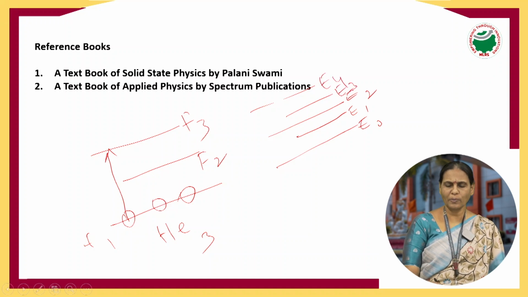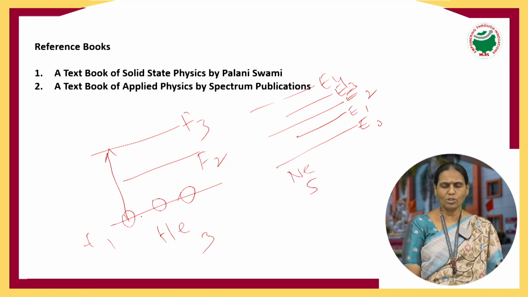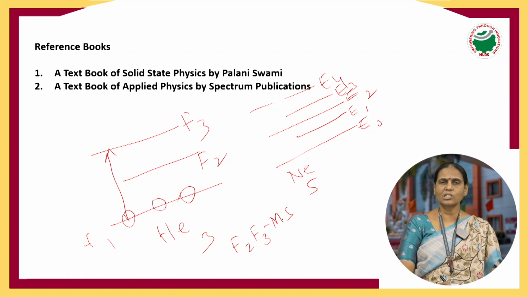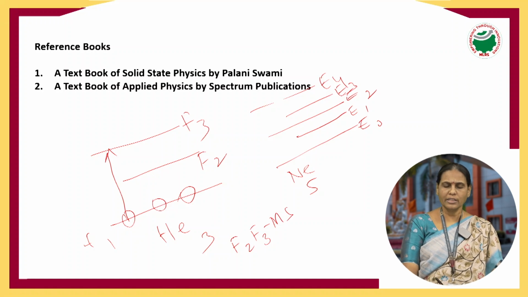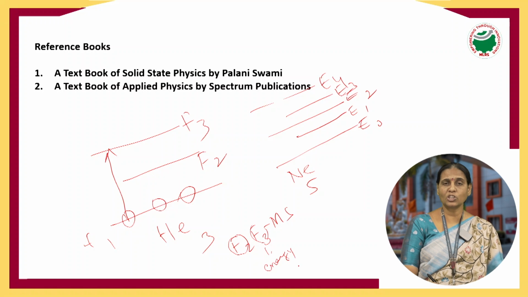Okay, one special property of this one is there. Now, in the case of helium, it has two energy levels, F2 and F3, which are called metastable states. Why? Because these two energy levels have the same energy. They possess the same frequency and energy. That's why these two energy levels are called metastable states.